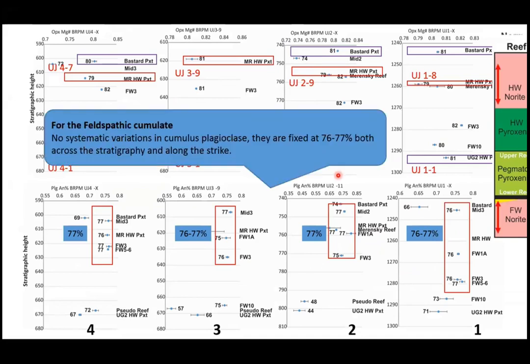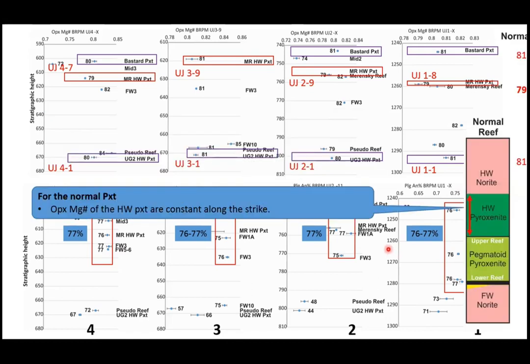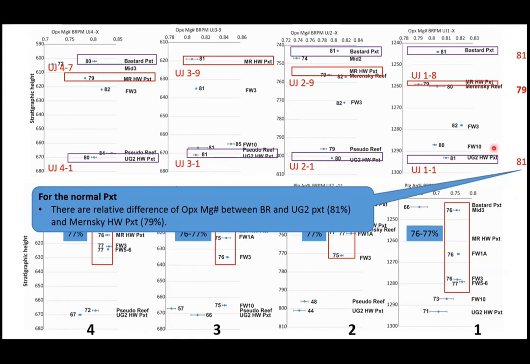For the feldspathic cumulates, there is no major variation in cumulus plagioclase An. It is fixed at 76 and 77, both across the stratigraphy and along the strike. This may imply that we are dealing with a chemically homogeneous feldspathic mush. Orthopyroxene Mg number of the hanging wall normal pyroxenites is constant along the strike, about 79%. There is a relative difference of orthopyroxene Mg number between the Bastard reef and UG2 pyroxenite, which is about 81%, but the Merensky is about 79%.